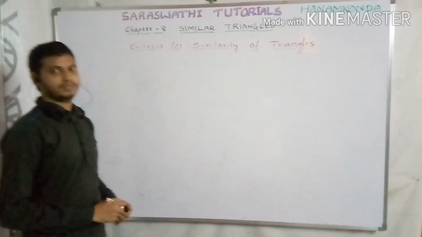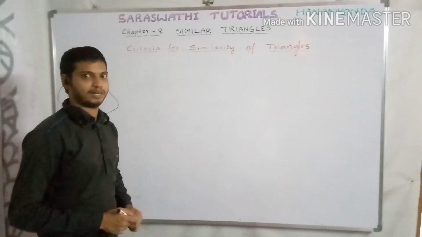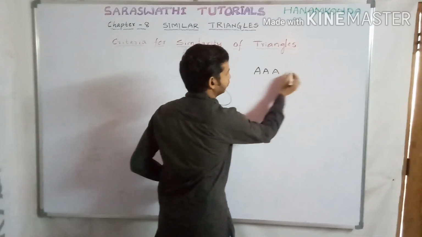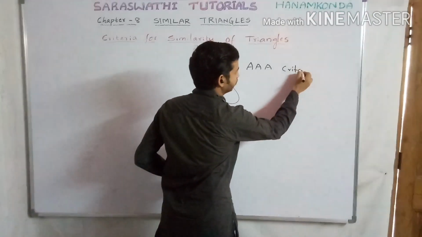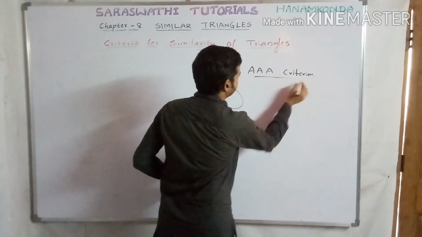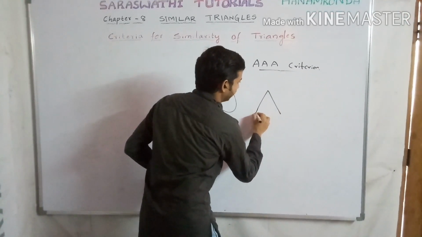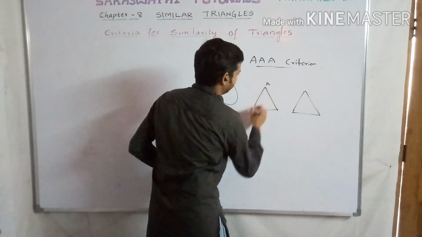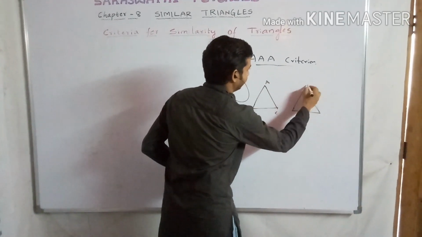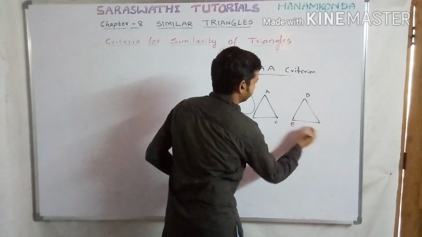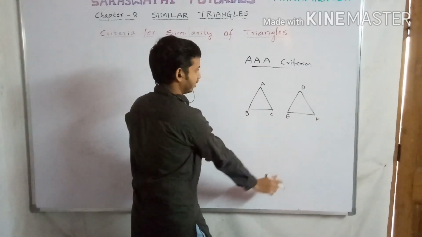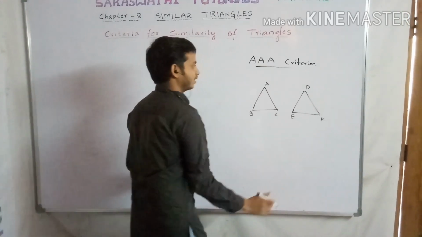So today we are going to discuss the topic criterion for similarity of triangles. So the first is the triple A criterion. Suppose we consider two triangles, triangle ABC and triangle DEF. If the corresponding angles of the two triangles are equal, then these two triangles are said to be similar.